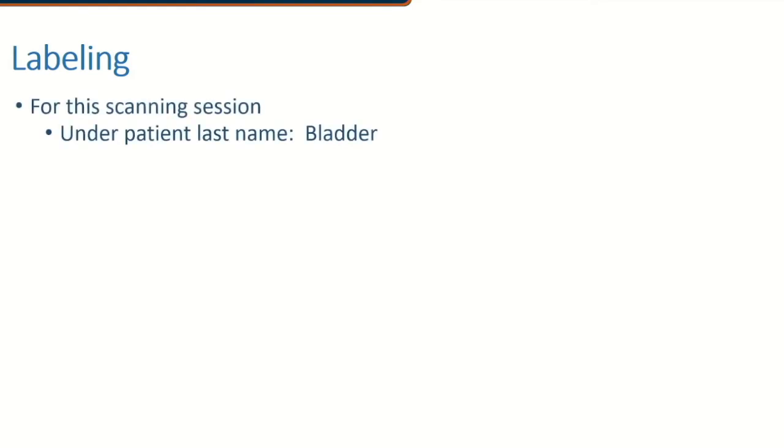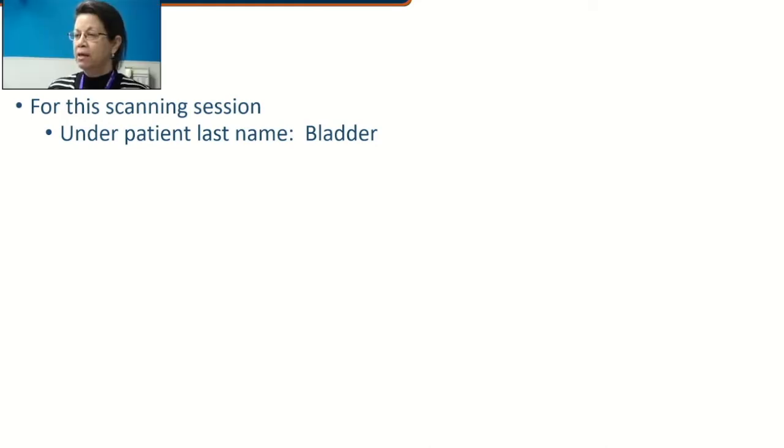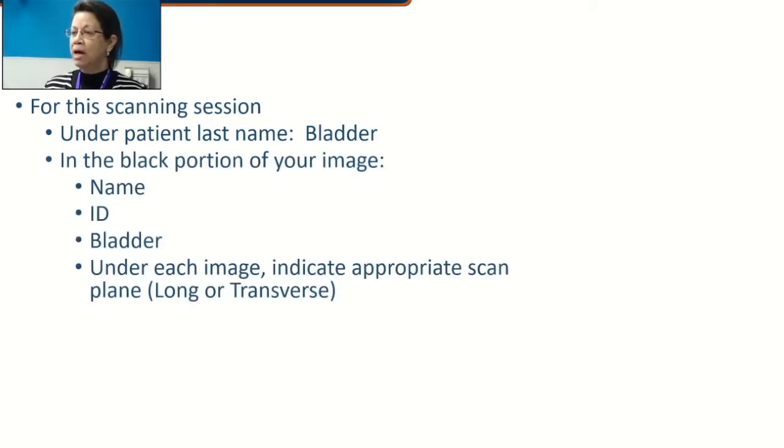For our labeling, you want to be sure that when you label this, you place under the patient's name bladder, and then in the black portion of your image, after you've put the patient's last name and your image is live, you want to put your name and ID and the word bladder on the black part of your screen. However, underneath each of your images, you want to indicate whether it's in long axis or in transverse, because we want you to be able to recognize when you're in either plane.